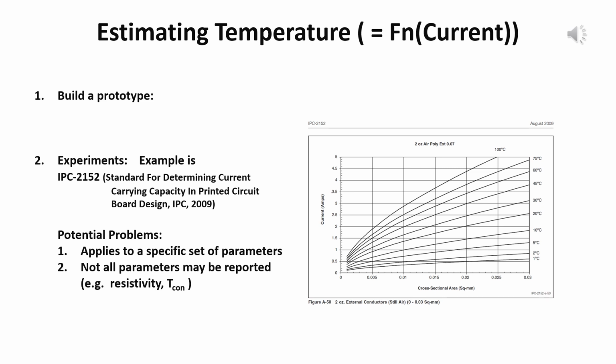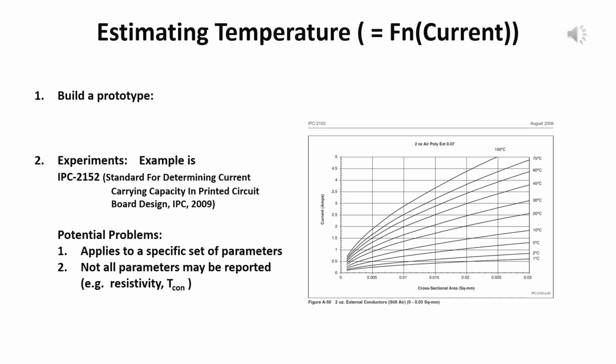For example, IPC 2152, the standard for determining current carrying capacity in printed circuit board designs, published by the IPC in 2009, is one of the best and most thorough studies of trace currents and temperatures ever conducted. This is a chart from that publication. It's for 2-ounce traces. It has the cross-sectional area in square millimeters in the horizontal axis, and it has the current down the trace in the vertical axis. So we look at the intersection between the cross-sectional area and the current, and then look at the temperature line closest to that intersection point.